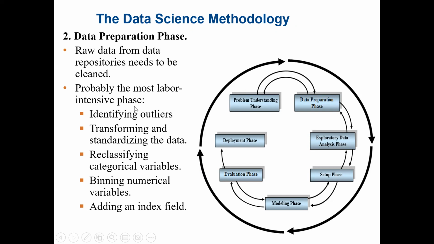For example, in data mining, we always say that 60% of the data mining work, between 60 to 80% actually, is performed during the data preparation phase. Because if we don't have good data, then we are not going to get a good result. The same thing applies with data science. The data preparation phase is one of the intensive phases. Here we need to identify any outliers.